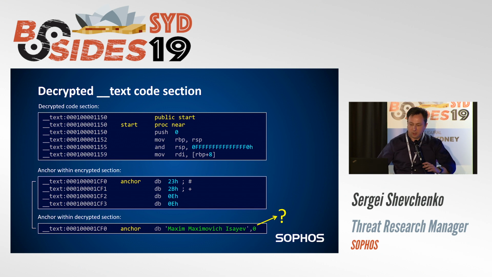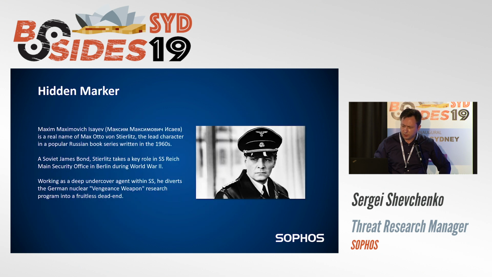So the code section now is disassembled, and you can see now a valid code in that underscore text code section. The ncore itself, this is how it looked like before it was encrypted. This is how it is now fully decrypted. And if you are curious who that person is, that's a real name of STIERLITZ, whose full name is Max Otto von STIERLITZ.